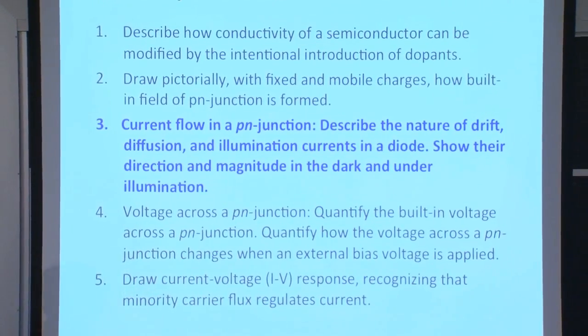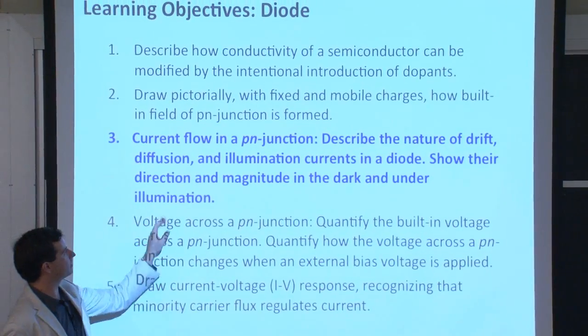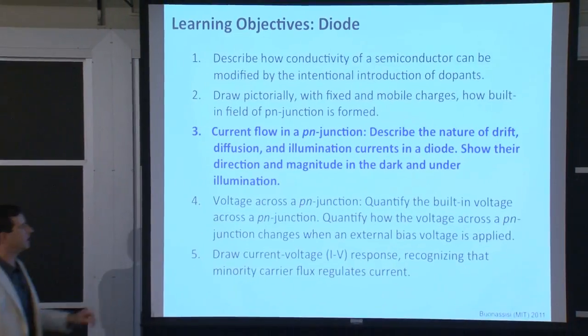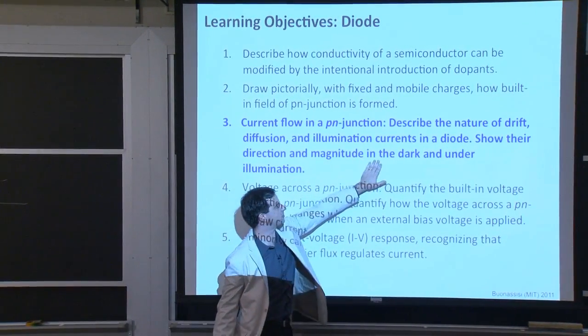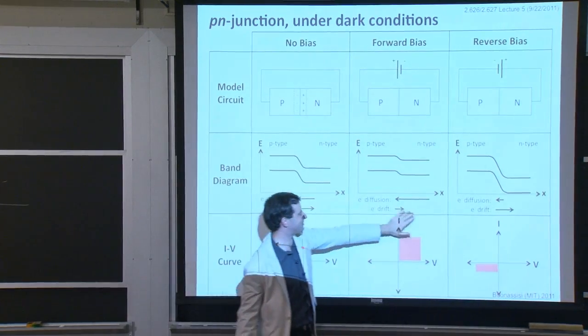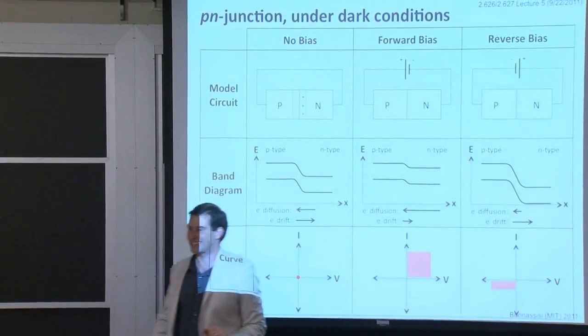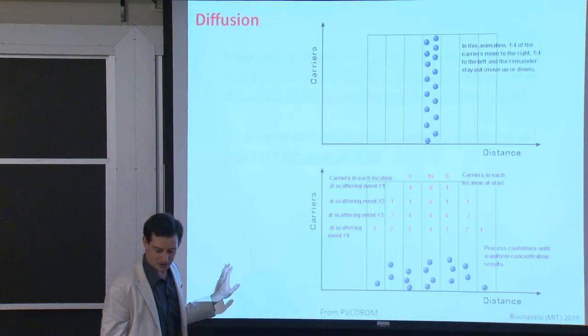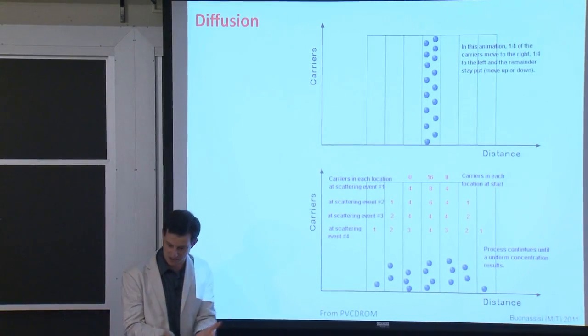So, current flow in a PN junction. We're going to describe the nature of the drift, diffusion, and illumination currents in a diode, and show the direction and magnitude in the dark. Eventually we'll do this under illumination as well, but let's just focus on the dark. In fact, we've already done this. I've already tricked you into doing learning objective number 3 on your own before even describing the math. But I will show you the mathematics as well so that you have the complete picture.